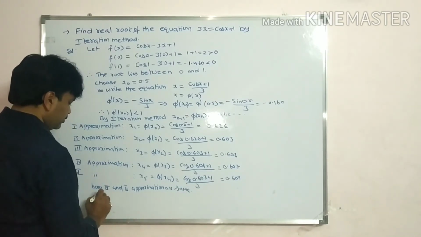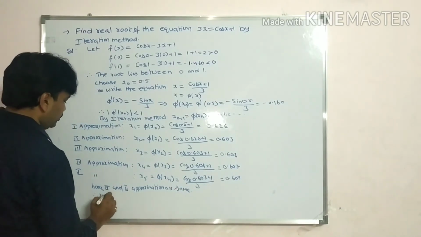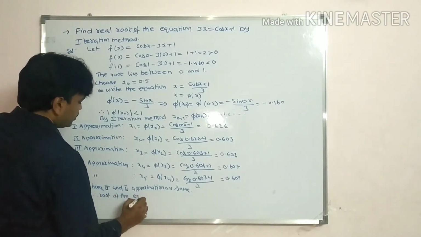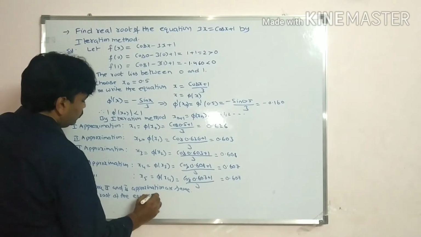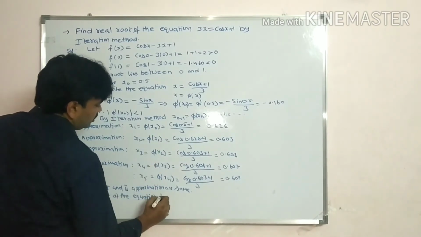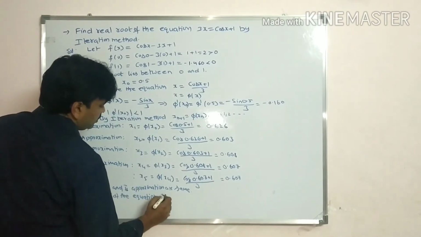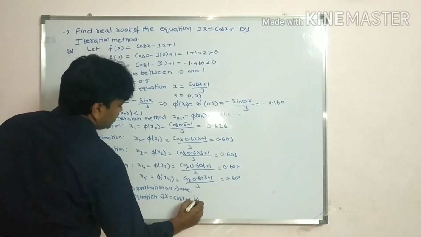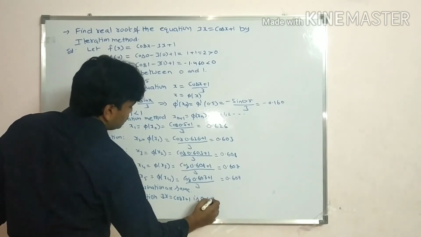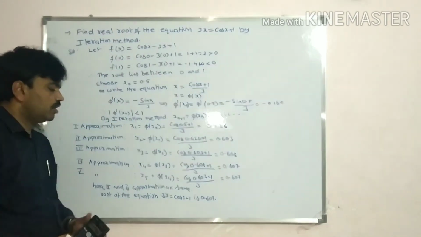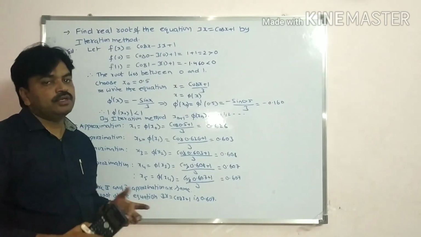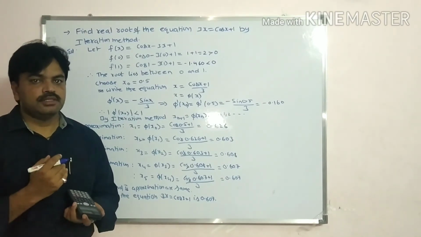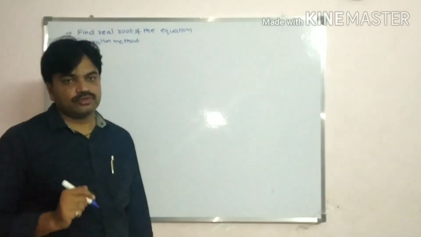Therefore, the root of the equation 3x = cos x + 1 is 0.607. Now this is the root of the given equation, students. This is very, very important, students. Please practice. Write the second problem, students.